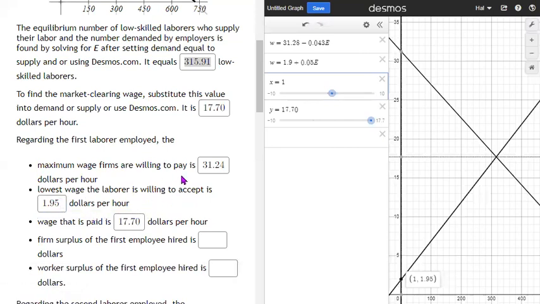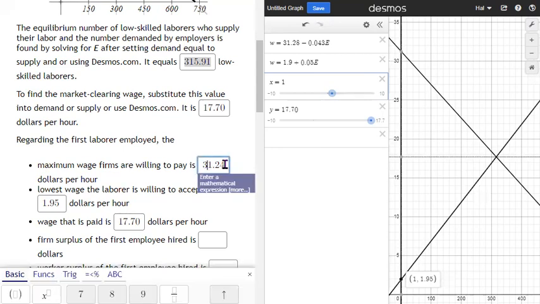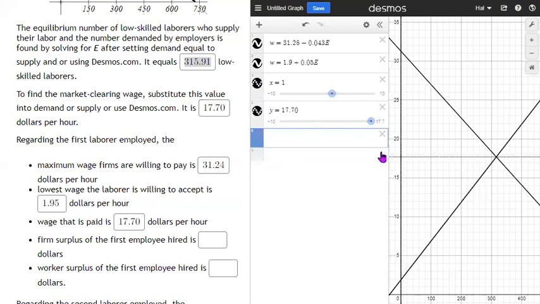If this person is hired, firms win, because they're willing to pay $31.24, but they only have to pay $17.70. So that first employee hired provides employer surplus of 31.24 minus the 17.70. So hiring that first very productive worker, the most desired worker, provides the firm with a surplus.